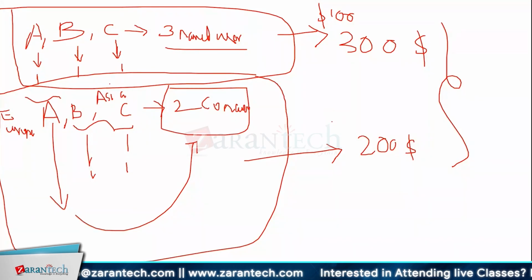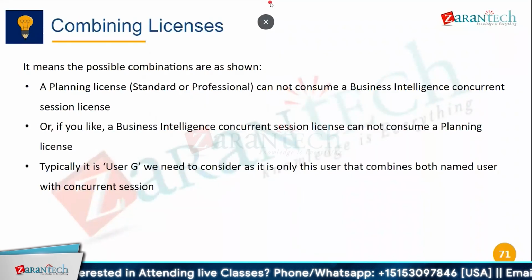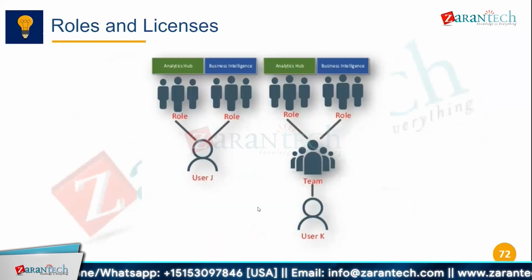In case you have people working in different time zones, or who are working abruptly at some times and working in different software at different times, then you can go for a concurrent license. That way you can save money. So that is the concurrent session license and the named user license. Basically, when you buy a license, you get these flavors, and you can choose which flavor you want, named or concurrent. That is with respect to the different types of licenses and how to assign them to the roles and teams, and how users can combine these licenses and use them.